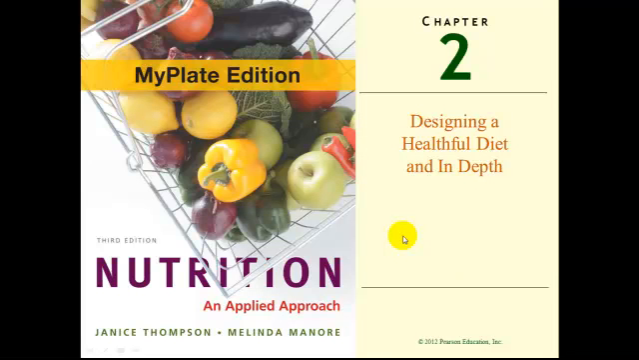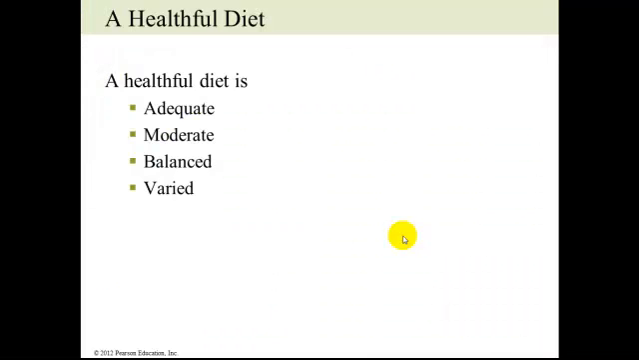This is Chapter 2, Designing a Healthful Diet, following up in depth on phytochemicals. When reading your text, one of the things you should notice is that a healthful diet is defined as a diet that is adequate, moderate, balanced, and varied. So what do we mean by these things?